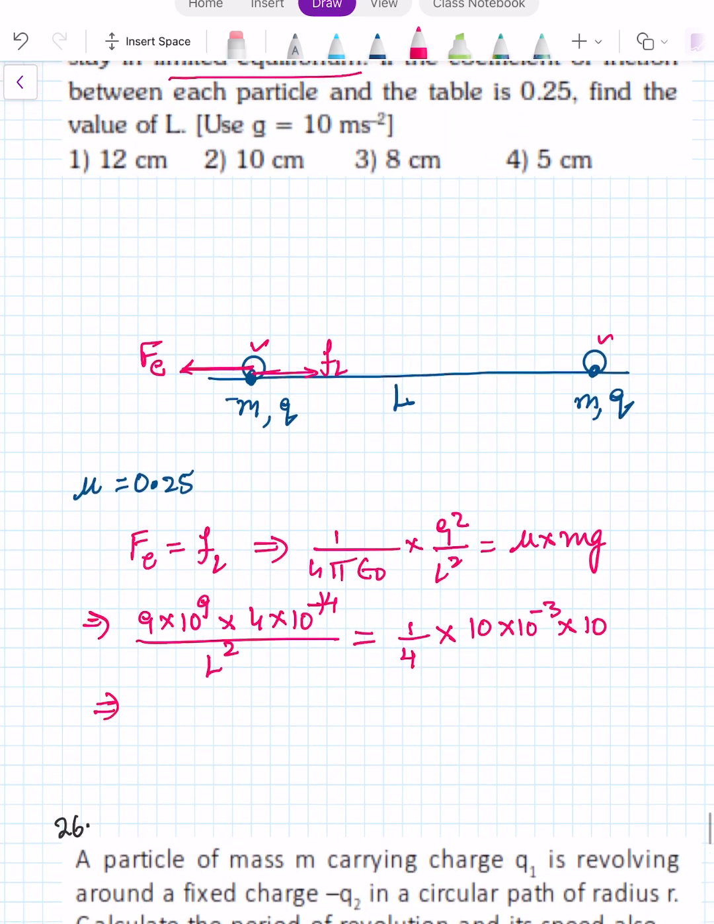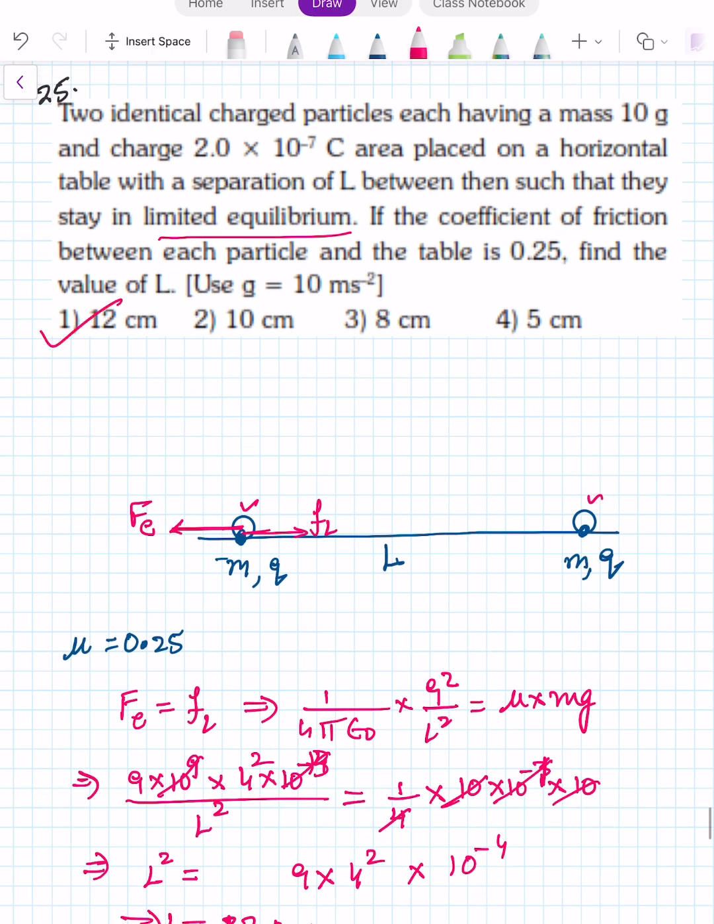Now from here we can get the value of L square as, this becomes 4 square. If I take it this side, it becomes 10 power minus 1. So minus 1 means it becomes minus 13. 9 and 13, it becomes 10 power minus 4. So it becomes 9 into 4 square into 10 power minus 4. So L will become 3 into 4, 12 centimeter. This will be your answer.